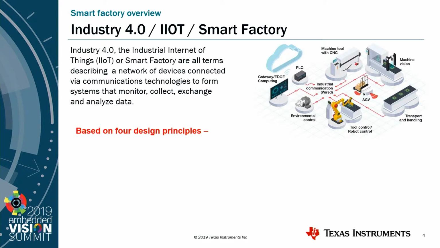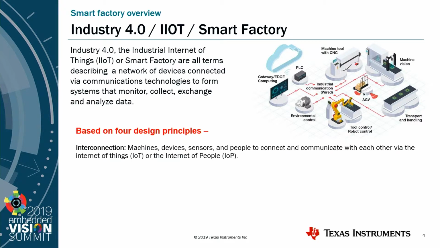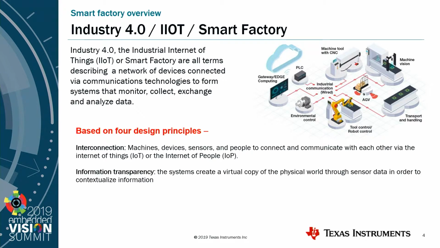It is based on 4 design principles, which lay the foundation for the key technology needs that these smart factories have. The first design principle is interconnection, where all the devices, machines, sensors, and people are connected to each other via Internet of Things or Internet of People. Next is information transparency, where the system creates a virtual copy of the cyber-physical world through sensor data.